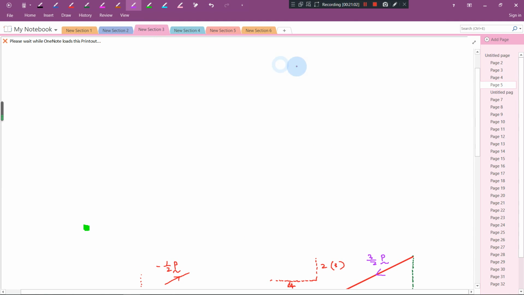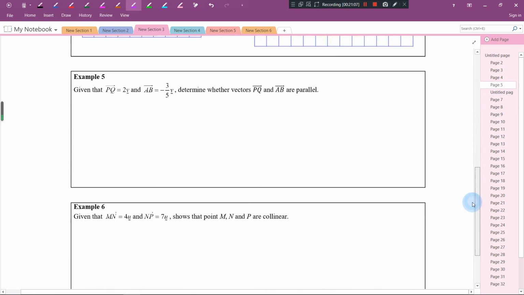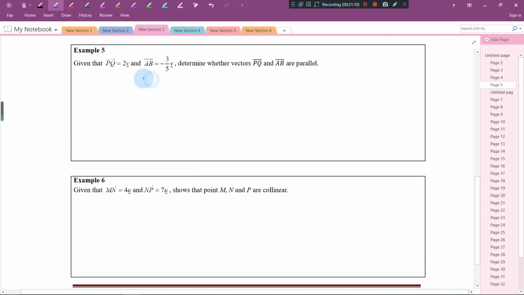Let's try some questions first. Wait for a while, still loading. Okay, let's try this one. Given PQ is equal to 2V and AB is equal to negative 3 over 5V, determine whether the vectors PQ and AB are parallel. Still remember what I told you just now. If you can write PQ equal to something times AB, or AB equal to something times PQ, that means they are parallel.